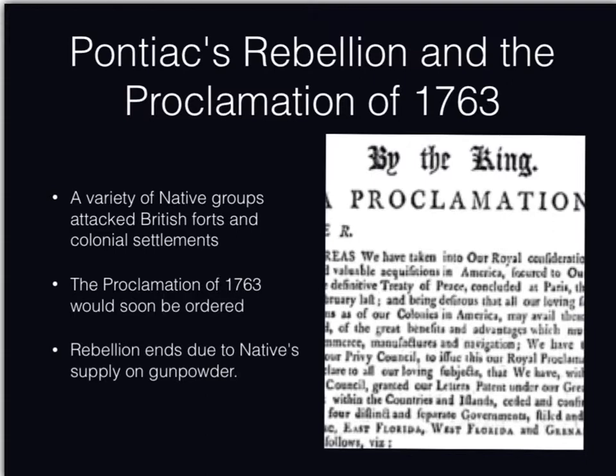This leads to the natives and the British restraining settlers west of the Appalachians. The Proclamation of 1763 ordered colonial settlers to remain east of the Appalachians. Colonists ignored this, and this action alerted the British government to take more direct control of their American colonies. The rebellion would officially end due to natives' low supply of gunpowder.